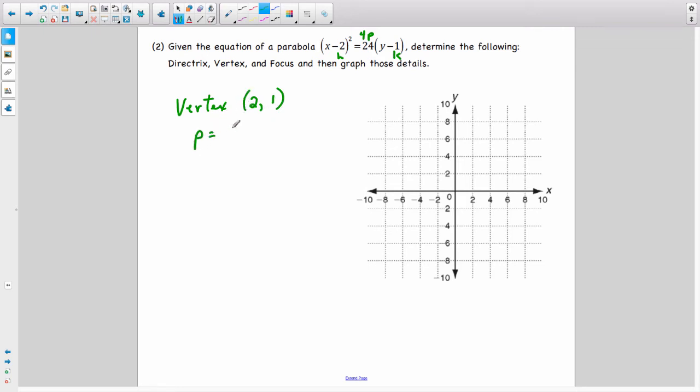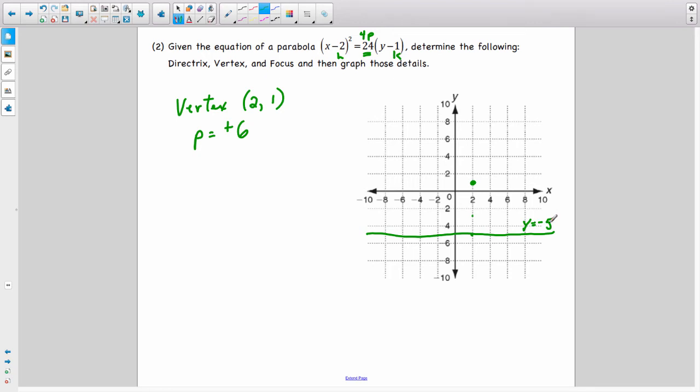P is 6, because 4 times 6 would give you the 24 that's right here. P is positive because it was positive 24, so my parabola is opening upwards. Let me start right away with the vertex at (2, 1). Let me count 6 below 1: 1, 2, 3, 4, 5, 6, and that will be the equation of my directrix. This will be y equals -5.